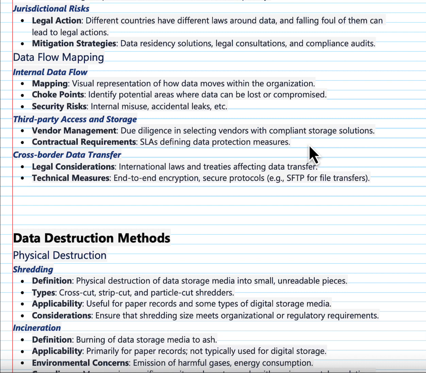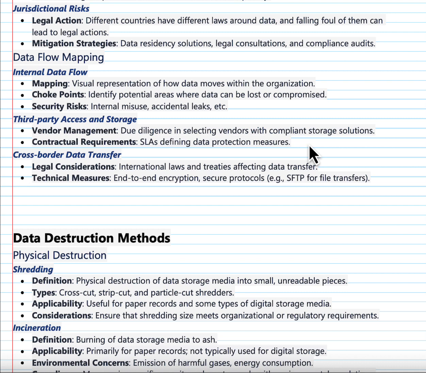Data flow mapping. So you're going to have different types of data flow mapping. There's internal data flows, third-party access, and then there's cross-border data transfers. You're going to be dealing with all of these, every one of them. So internal data flows is just you're mapping the information that's within your organization and looking for places in which there are choke points, or basically the data could be lost or compromised.